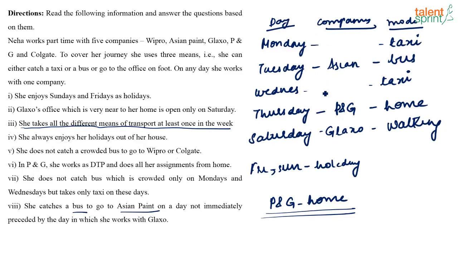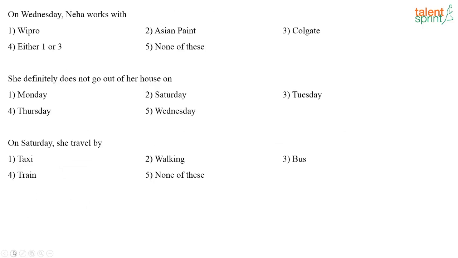Now Monday and Wednesday, which companies will come? It has to be Colgate or Wipro. We don't know which, right? No information is given to give clarity on that. So Monday has to be either Wipro or Colgate. So this has to be your final arrangement. Clear? Saturday Glaxo walking, Thursday Procter & Gamble home, Wednesday Colgate or Wipro taxi, Tuesday Asian Paint bus, Monday Colgate or Wipro taxi. Very easy arrangement this was also. Now let us look at the questions that follow.